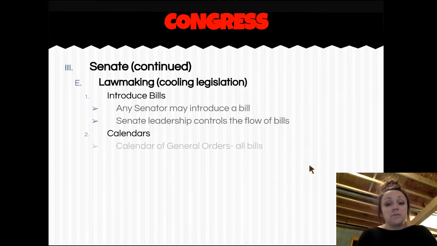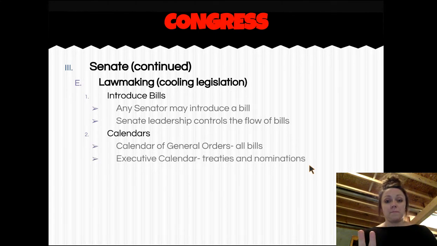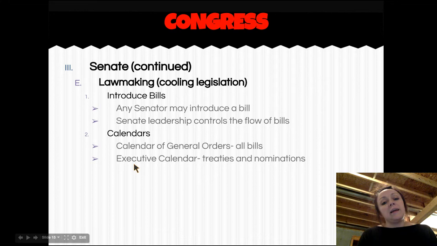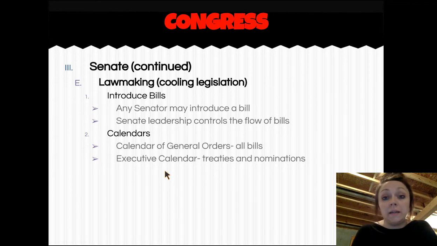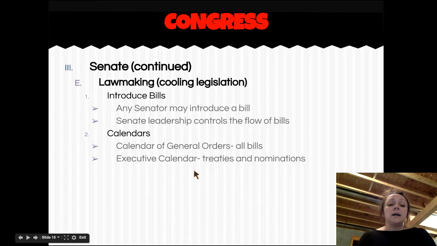After the bill has been introduced, it's put on only one of two calendars. It's either put on the calendar of general orders or put on the executive calendar. Now, the executive calendar is only for treaties and nominations. This is how I remember it: anything that has to do with the executive branch goes on the executive calendar. So for example, if the president wants the Senate to ratify a treaty, that would go on the executive calendar. If the president wants the Senate to approve a nomination to the Supreme Court, that would go on the executive calendar. Everything else, all the other bills that the Senate hears, goes on the calendar of general orders.